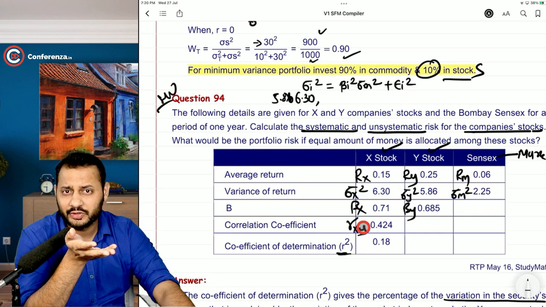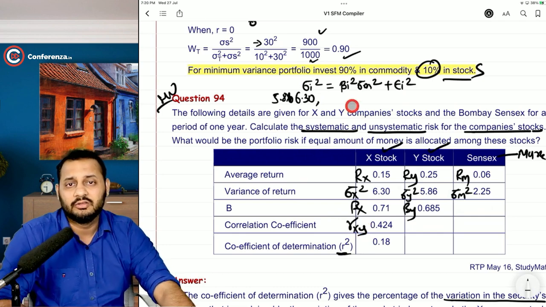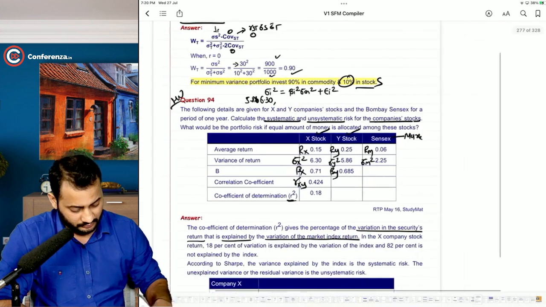Correlation coefficient is also given to you. You can calculate it through the single index model as well, and the a plus b whole square model as well. Okay, this is up to you.